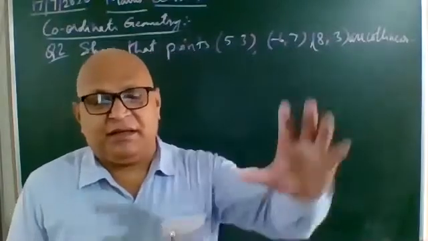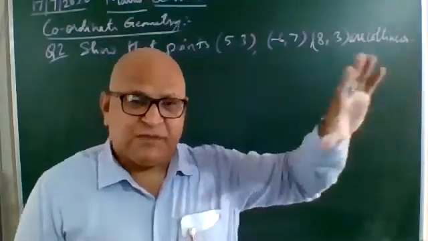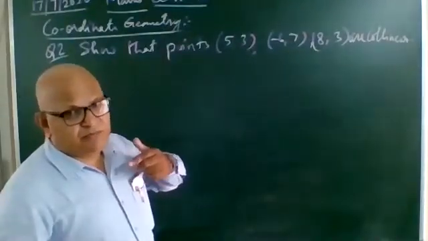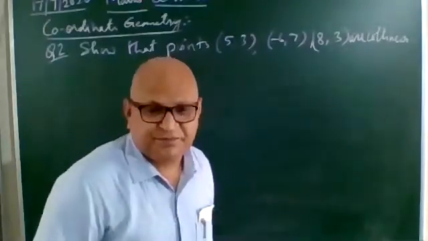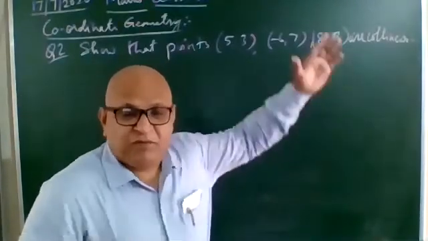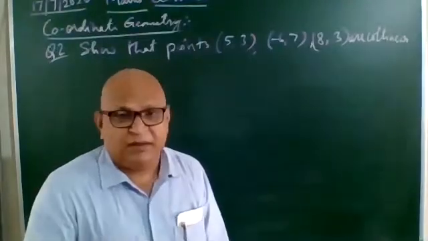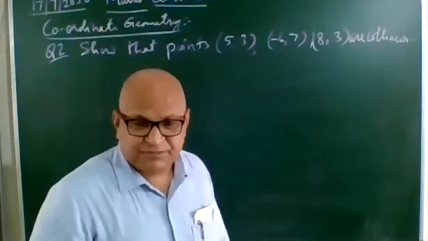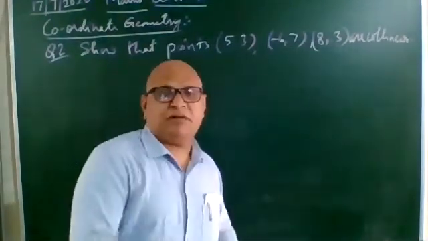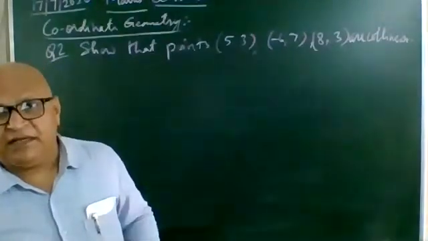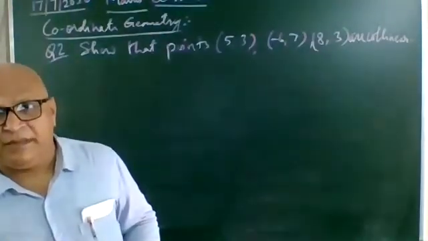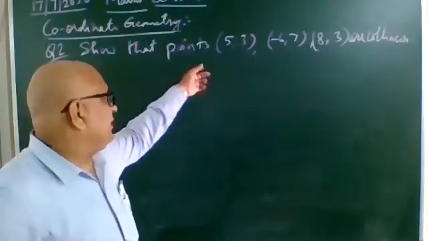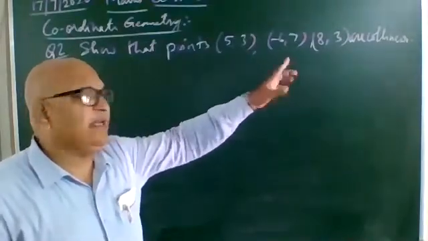So what he did, he plotted the points on the graph paper, and after that he made the line. Now if all 3 points come on the line, then you say that the points are collinear. If these points are not in a line, we say they are not collinear, so that the points (5, 3), (-6, 7), (8, 3) are collinear.